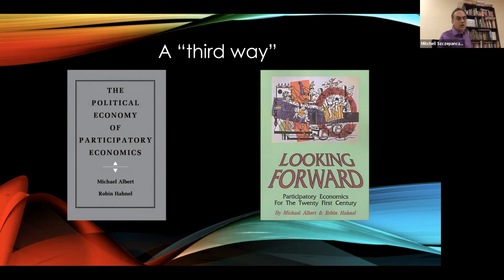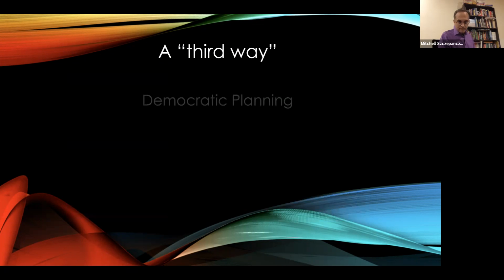In 1991, they published 2 books listed here: The Political Economy of Participatory Economics, published by Princeton University Press, and Looking Forward, a book published by a publisher called South End Press, to outline, both for a technical audience as well as for a general audience, this proposed third way of organizing an economy that had nothing to do with either the old command planning or market economies that they had.